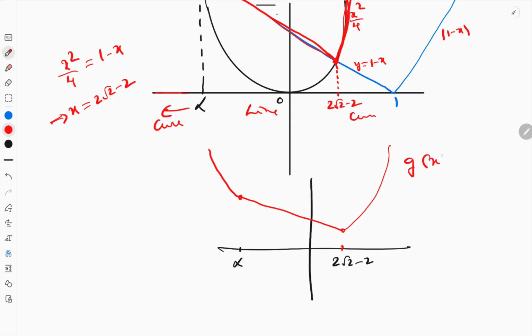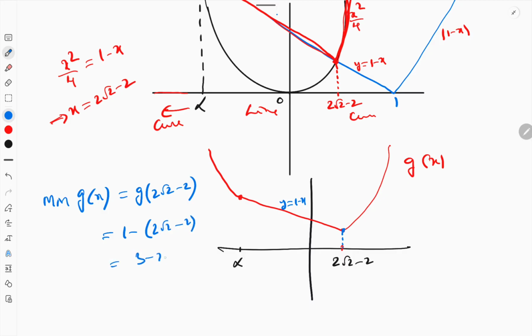Now g of x has a minimum. It is very clearly seen that it has the minimum at 2 root 2 minus 2. So the minimum of g of x will be g of 2 root 2 minus 2. If you substitute in the line equation, what is the line equation? y equal to 1 minus x. So it is 1 minus of 2 root 2 minus 2. That is 3 minus 2 root 2, the minimum value of g of x.